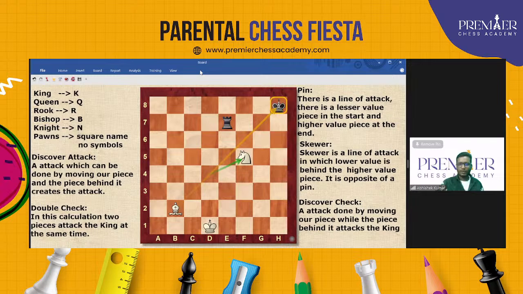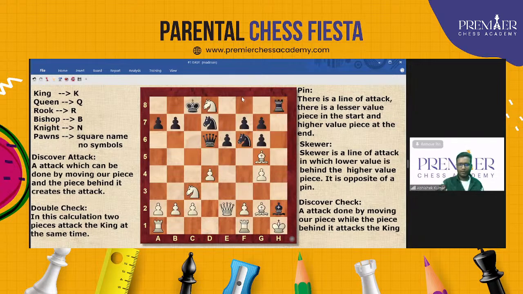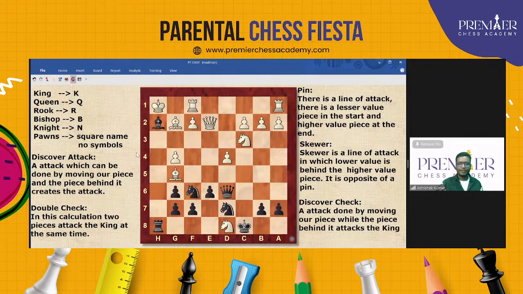Here we go. We are playing from the black side. Yeah, let's flip the board. We are playing from the black side and we need to do a discovered check. Somehow we need to do a discovered check over here. How can we do it? There are a few moves that can give us a discovered check over here.